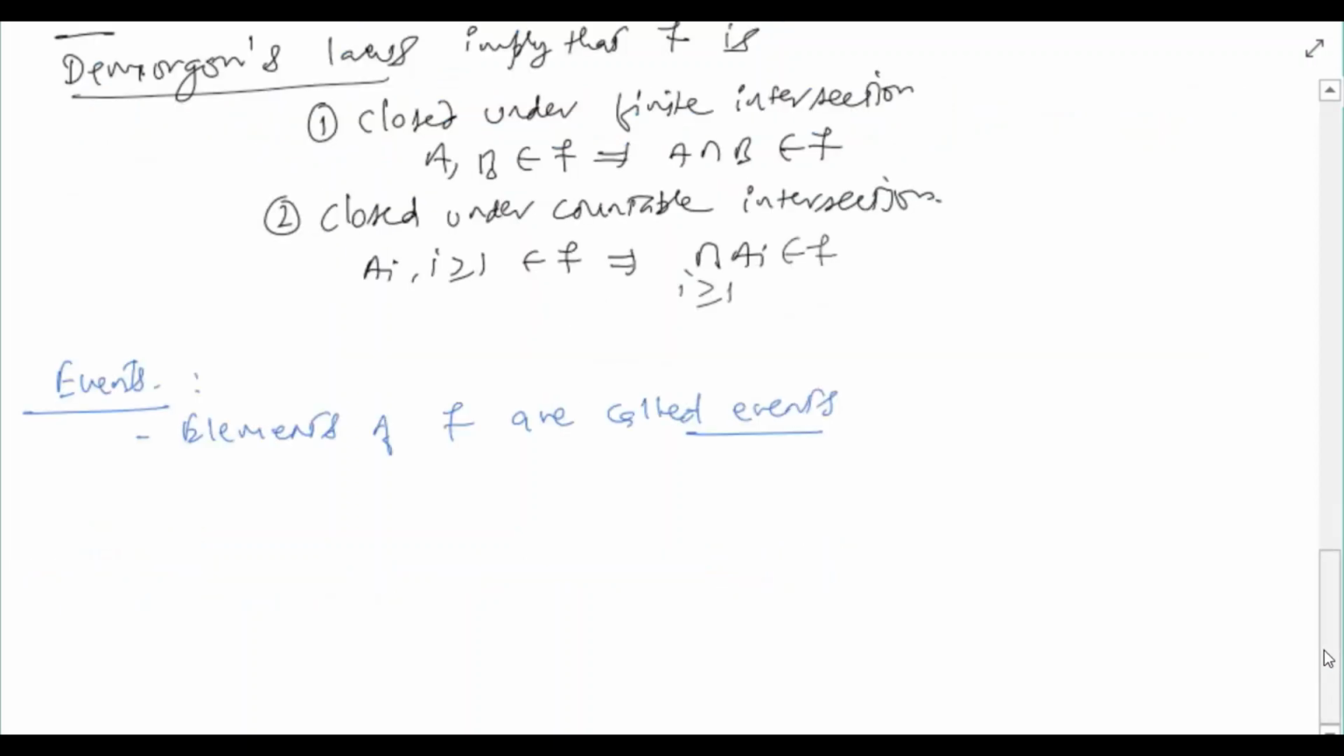In probability theory, we are interested in chances of an outcome belonging to an event. In fact, the chance of an outcome belonging to an event is called the probability of that event.